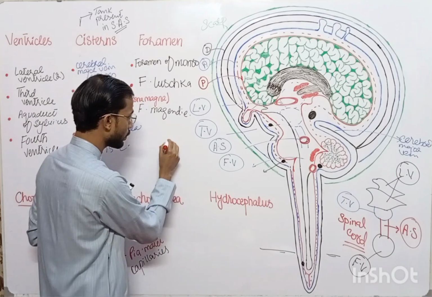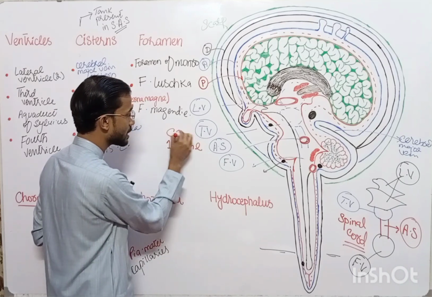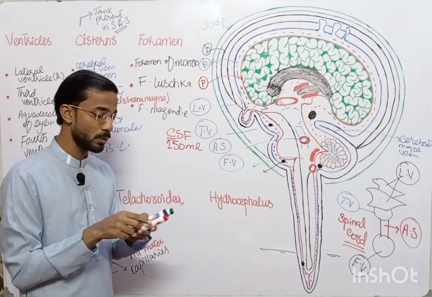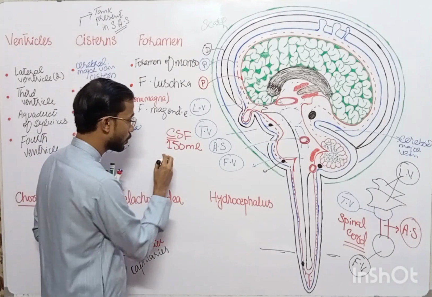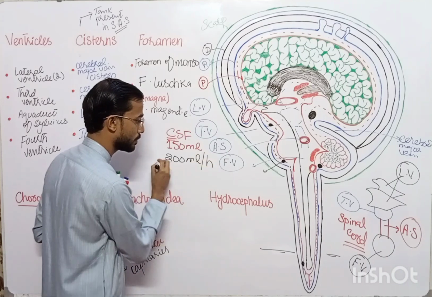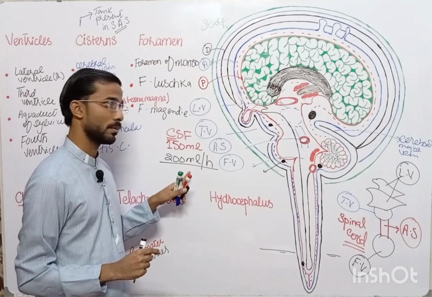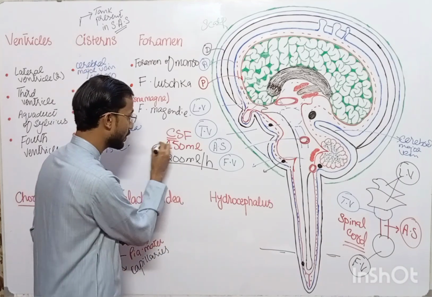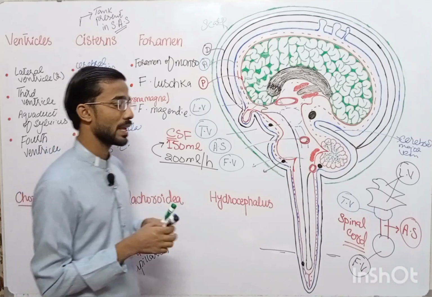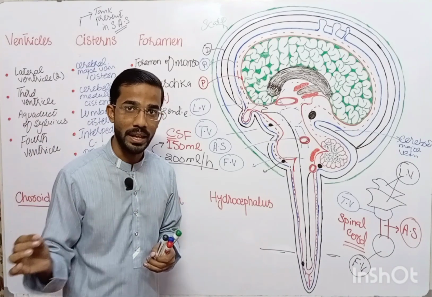On average 150 ml of cerebrospinal fluid is present in the brain, and it is produced at the rate of 200 ml per hour. In 1 hour, it will produce 200 ml. But why will it remain 150? How is it possible? So cerebrospinal fluid will drain into the vein.